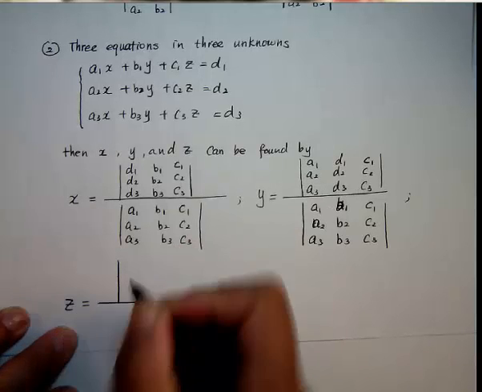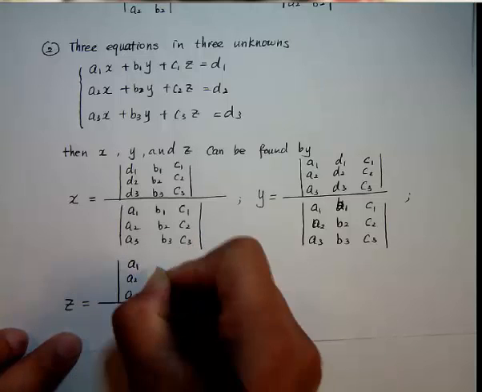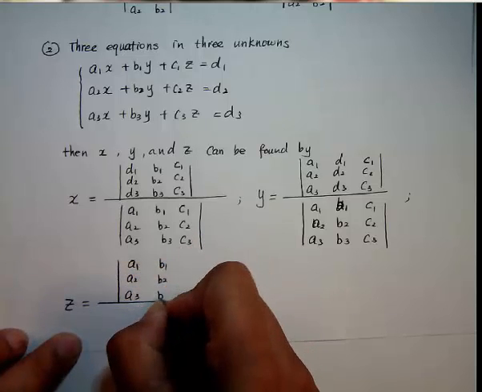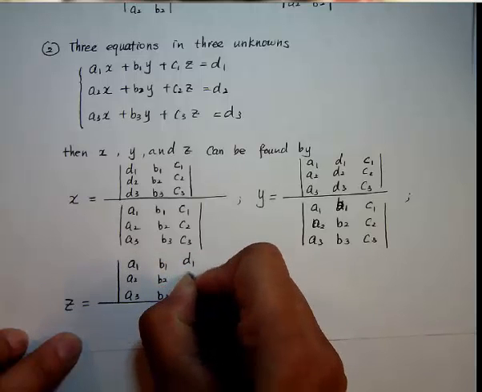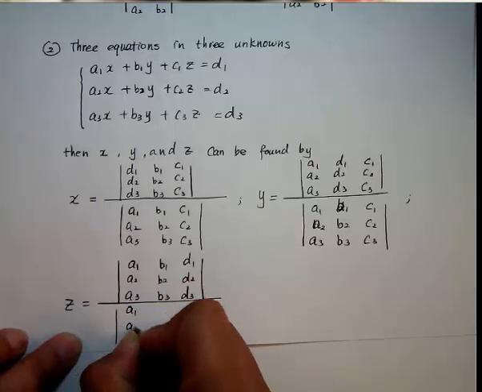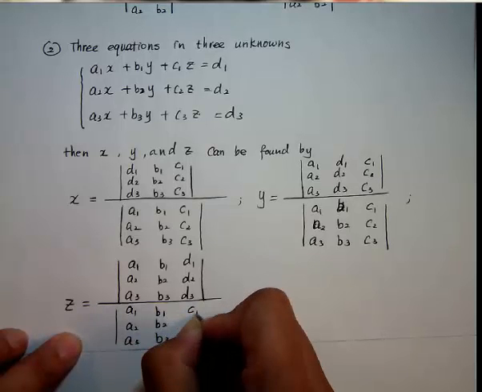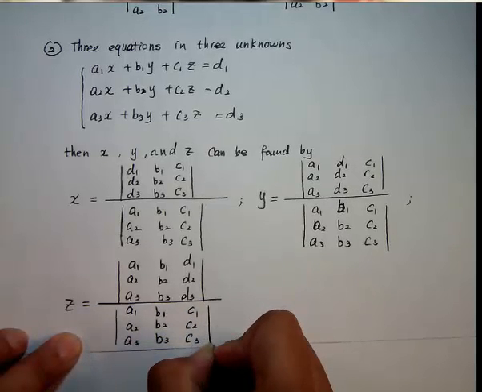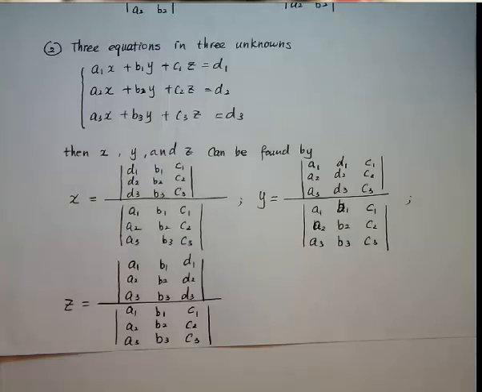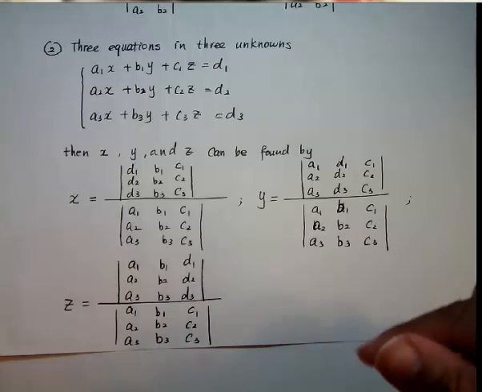Take away the z column, replaced by the constant column, and over the coefficient determinant. Right. For the n equation rule is very similar. You just look at the n equals 2 and n equals 3 cases, and you can find the pattern.